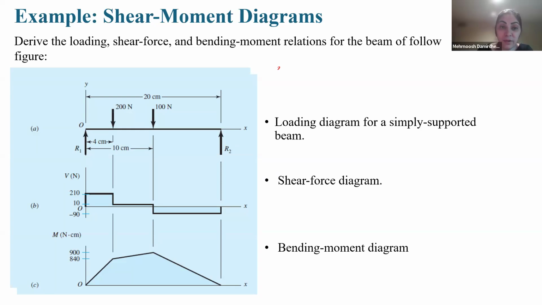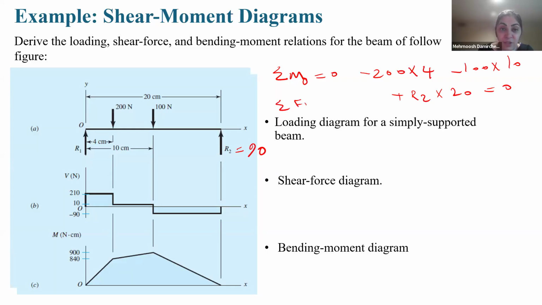How? For example, I write the moment around this point, point O. It should be minus 200 times 4 minus 100 times 10 plus R2 times 20 equals 0. From here, we find R2. How much? R2 is 90. And we write summation of Fy is 0, and we find R1. How much? R1 is 210. And you see that the summation is 0.